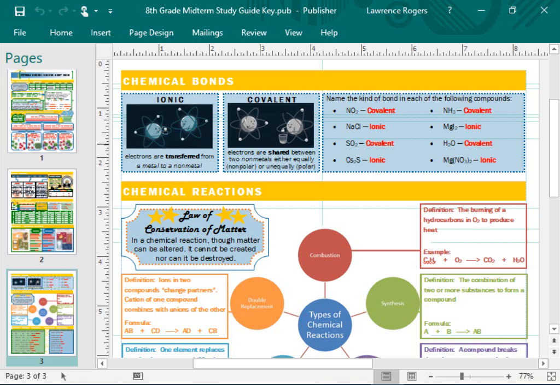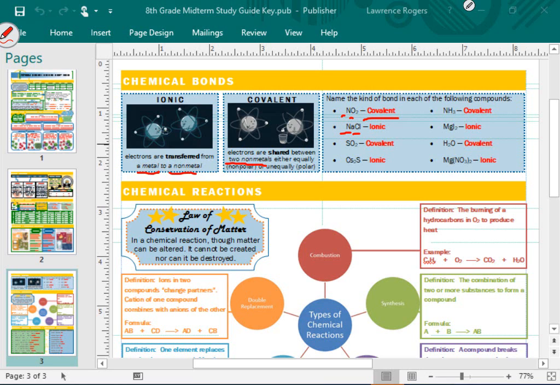Ionic and covalent. If we have an ionic compound, the key is a metal to a non-metal. If we have a metal and a non-metal, that's going to be ionic. On the flip side, if we have two non-metals, that is going to be covalent. So here, we have nitrogen and oxygen, two nonmetals, covalent.